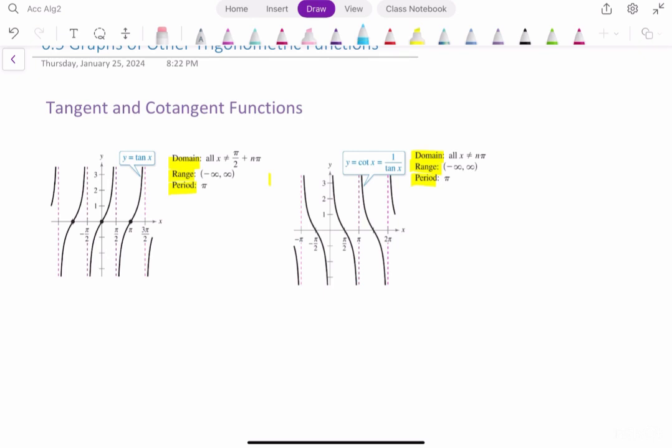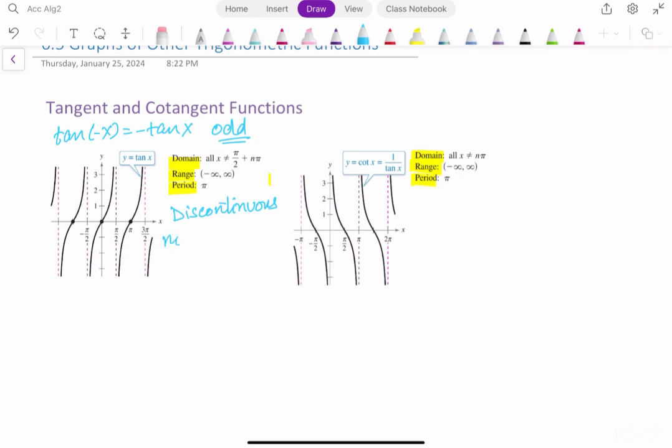The range for both the functions remains negative infinity to infinity because the graph keeps on going vertically, and because of that there will be no local max or local min. Because the sine function is an odd function, the tangent is also an odd function, and the same goes for the cotangent. So both the functions are discontinuous.